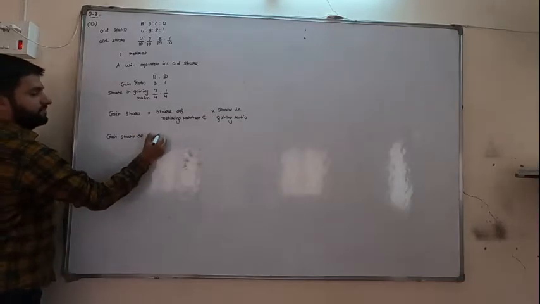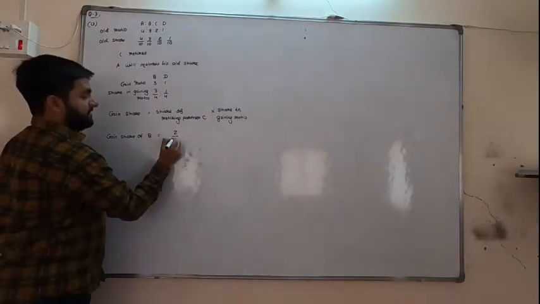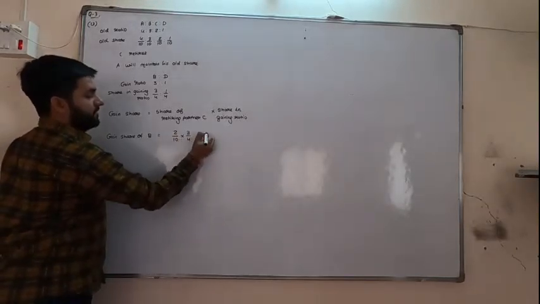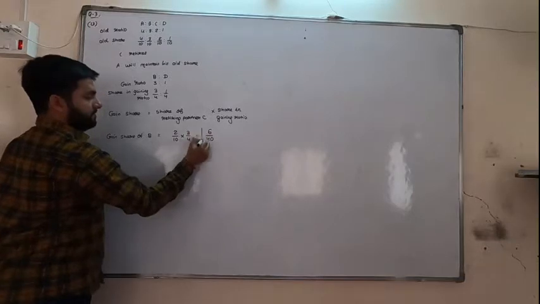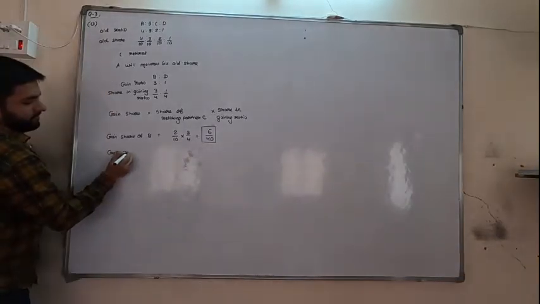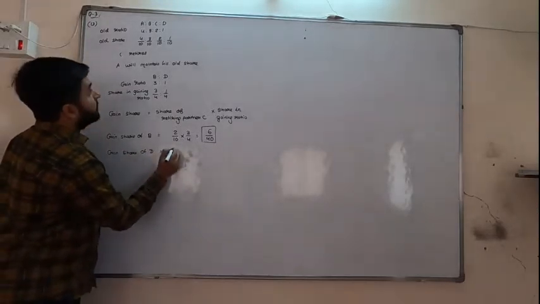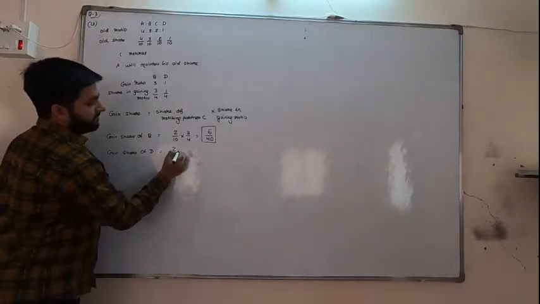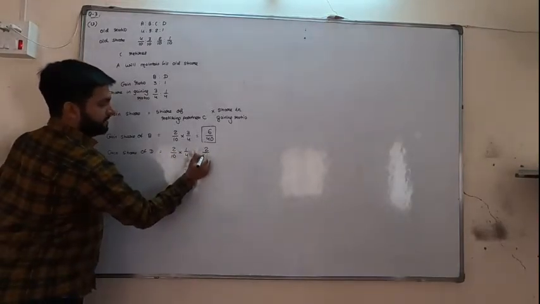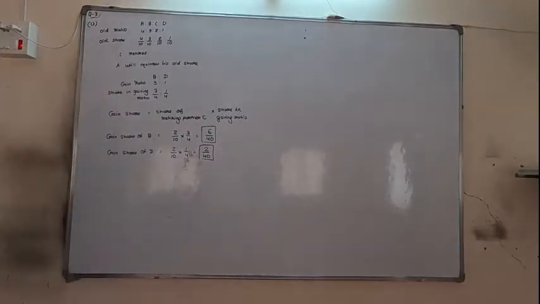Gain share of B. Share of retiring partner C is 2 by 10. Share in gaining ratio is 3 by 4, 6 by 40. After that, gain share of B is 2 by 10 into 1 by 4, which would be 2 by 40.